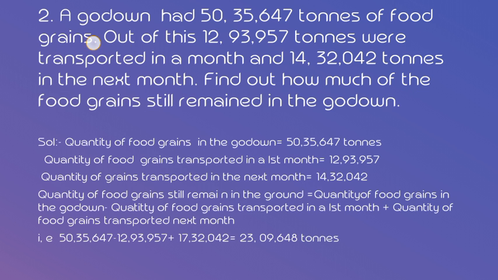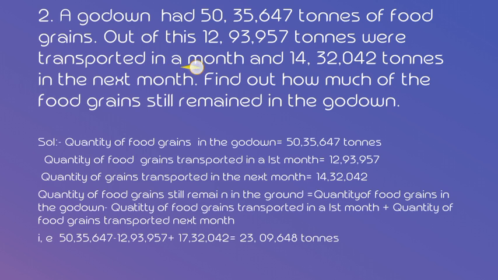A godown had 50 lakh 35,647 tons of food grains. Tons is the measuring unit. Okay, like kilogram, gram is there. Same way, tons is the measuring unit of weight. We measure weight in tons. Okay, tons of food grains.